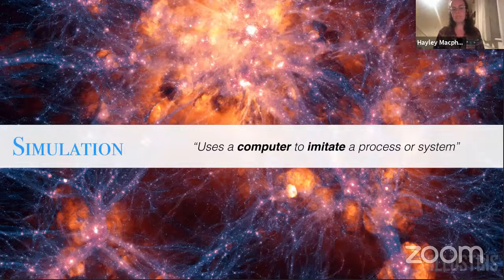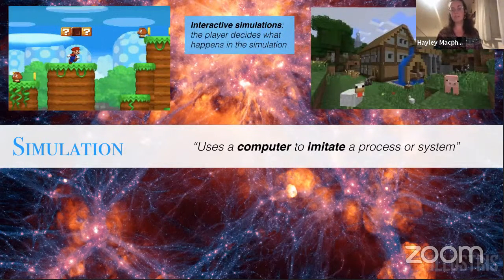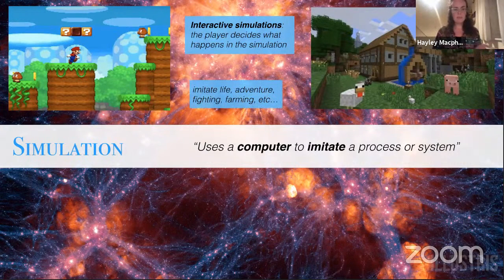And I'm sure most of us are familiar with interactive simulations, for example, video and computer games. So in these simulations, the game player decides what happens next. And while some of these simulations will incorporate some physics, so when you jump up, you'll generally fall back down, largely you still control what's going on. And these kind of simulations imitate things like life, adventure, fighting, and farming.